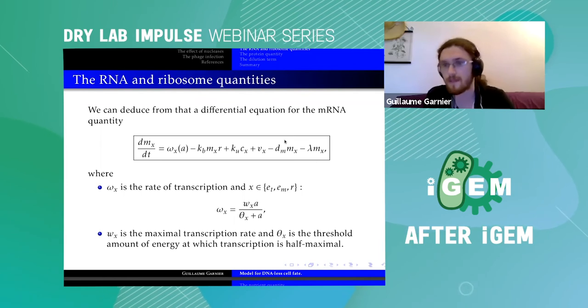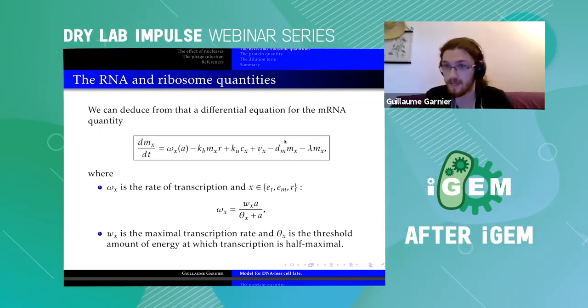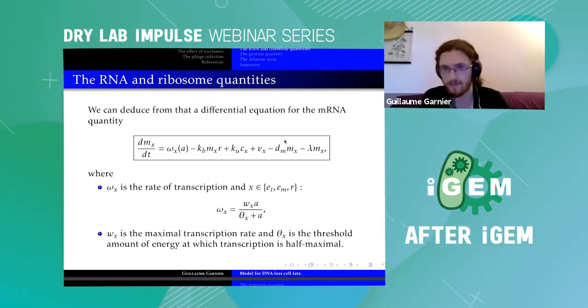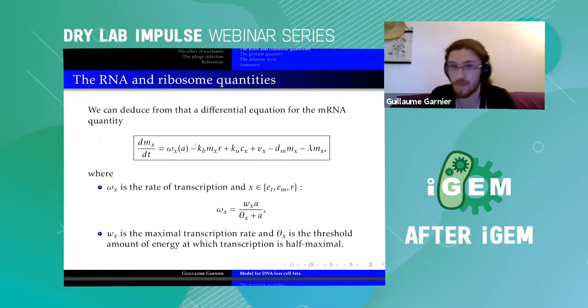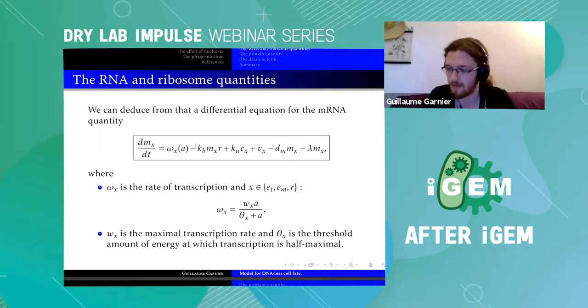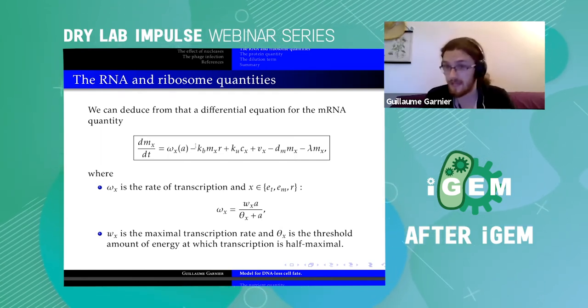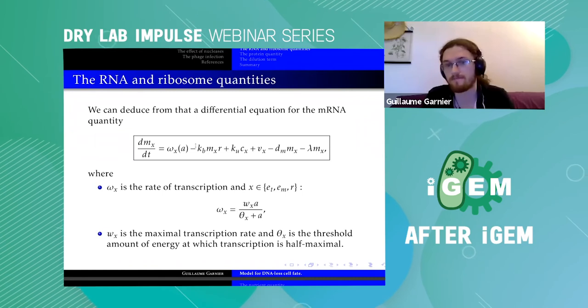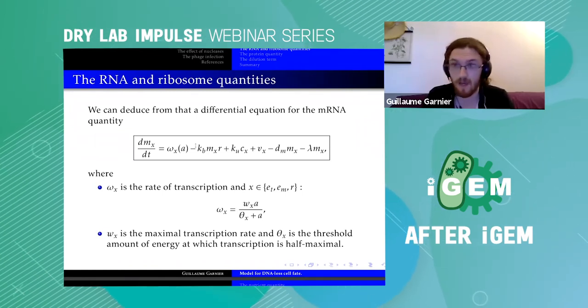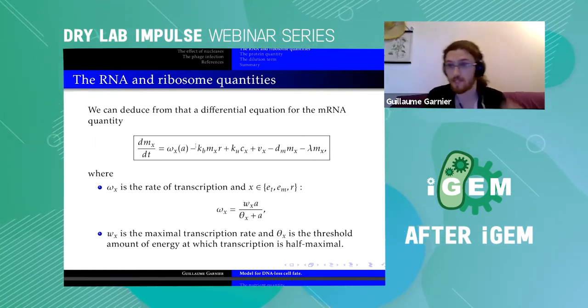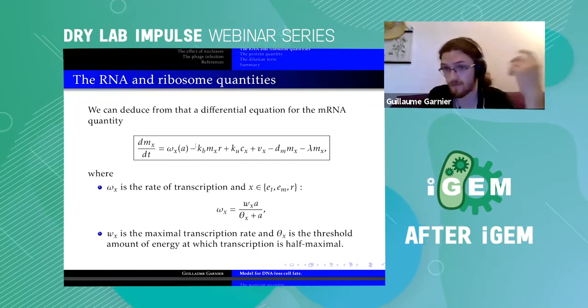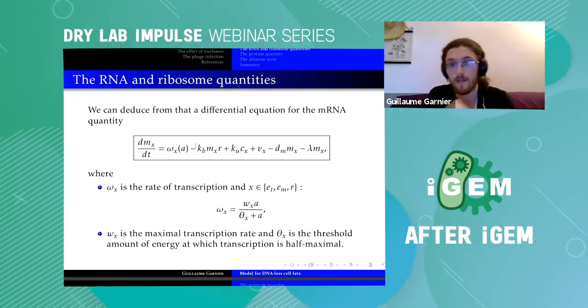So inside the cell, free RNA can be created by transcriptions. That first term is very important because afterwards I want to explain that we can model free DNA cells. In that case, we can say there are no transcriptions, and all the other terms are the same as previously.